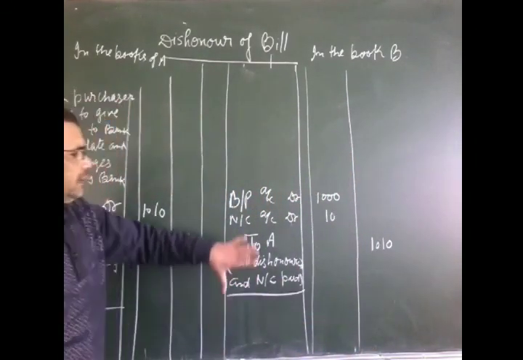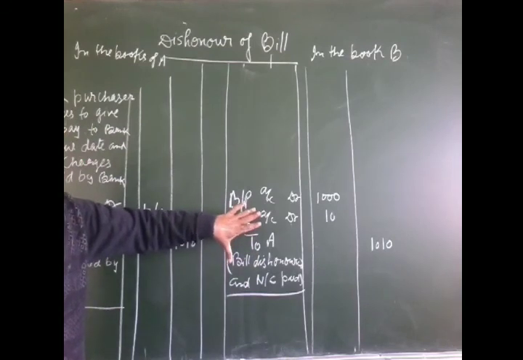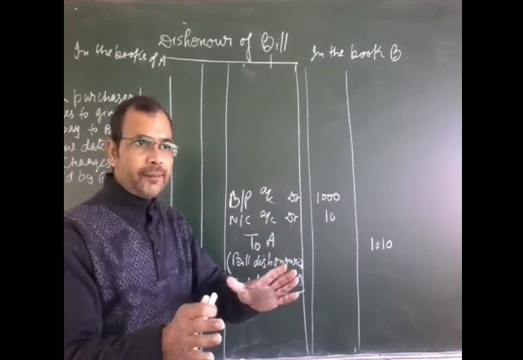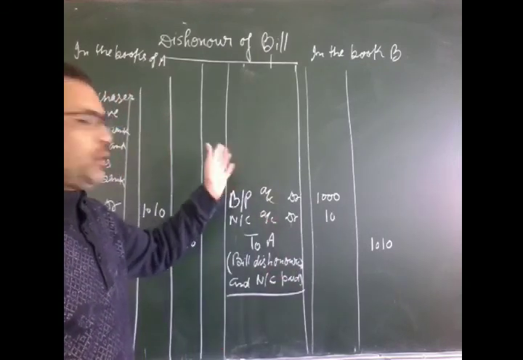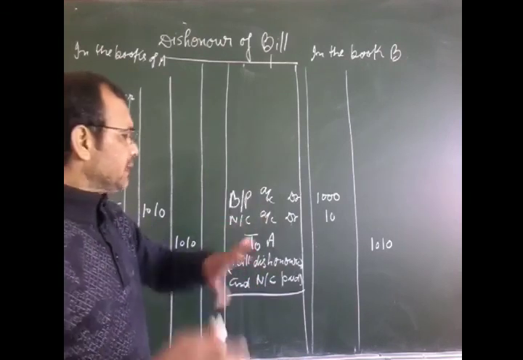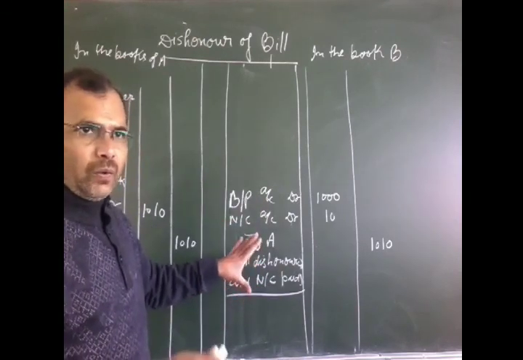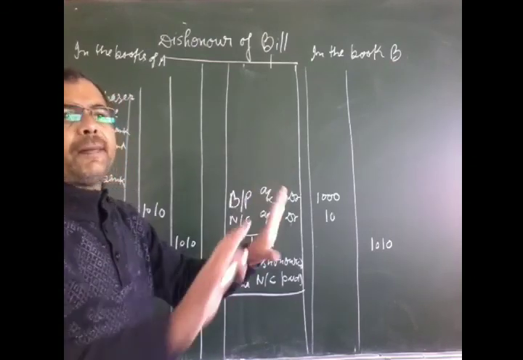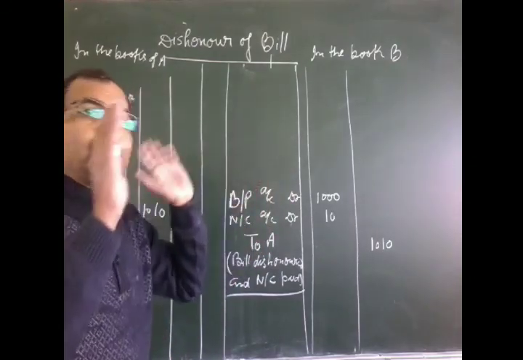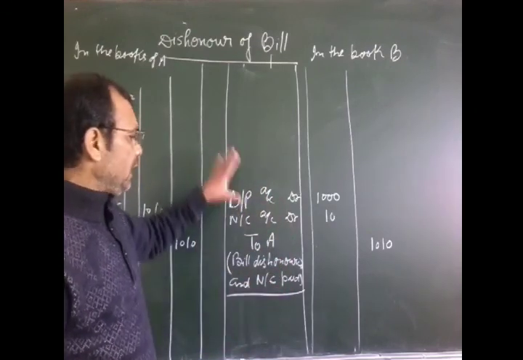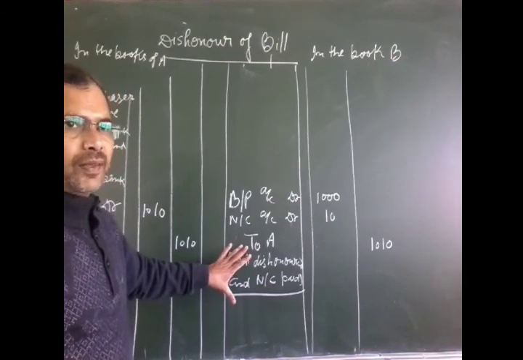Now you will see this entry will always remain the same. In the first condition, you have written this entry, and in the second condition, you will write the same entry. Okay, this entry on the side of the purchaser will never be changed. In the fourth condition, first condition, third condition, in all conditions, the entry would be the same. Okay.